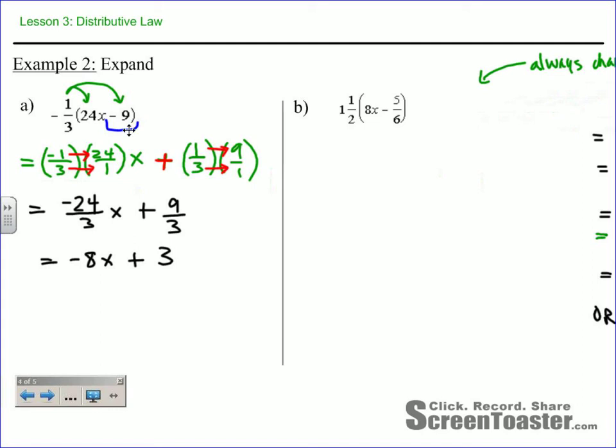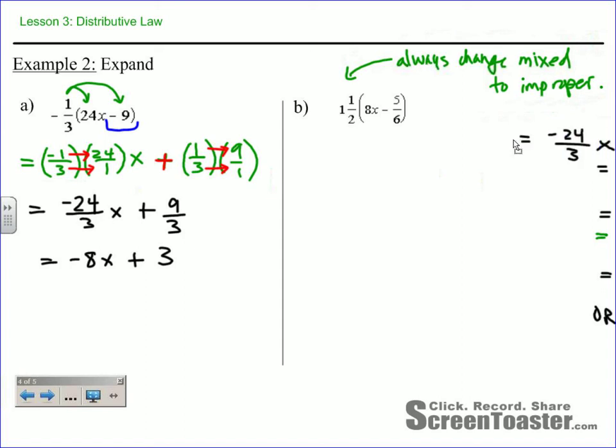So one of the first things you're going to do is always change mixed fractions to improper fractions wherever you see them in a question like this. Do that as your first step, and then think about multiplying stuff in. So what that's going to look like for this one, whoops, that's not it.